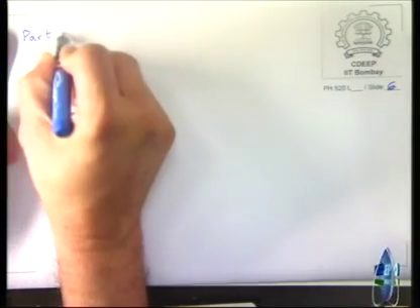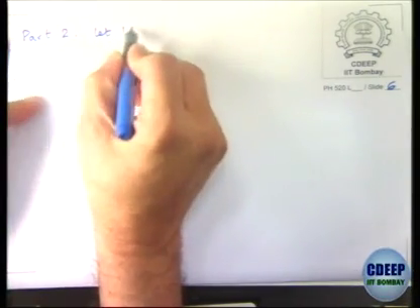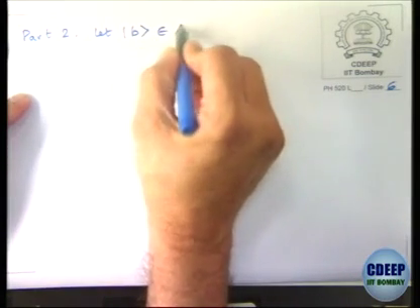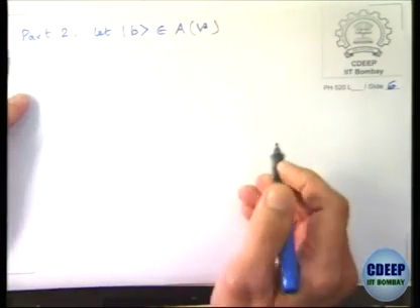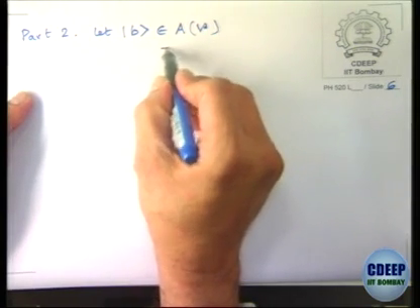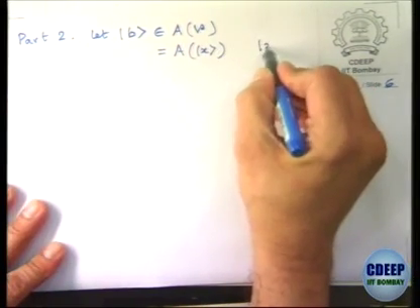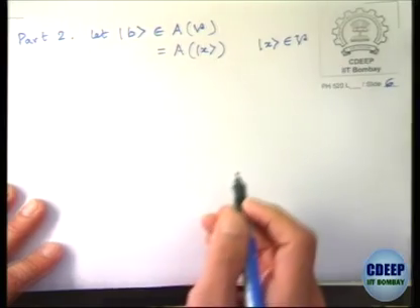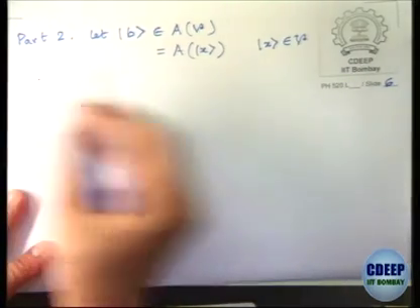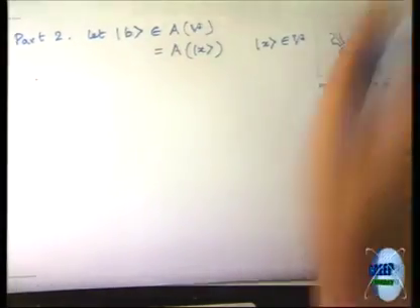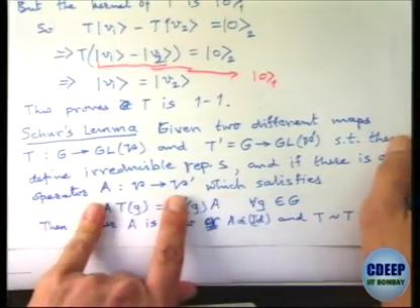The reverse part basically now starts from the other side, part 2. Let B belong to A of V, for example equal to A of some x, with x belonging to V. Remember, A is a map from V to V prime. So this B actually belongs to V prime.